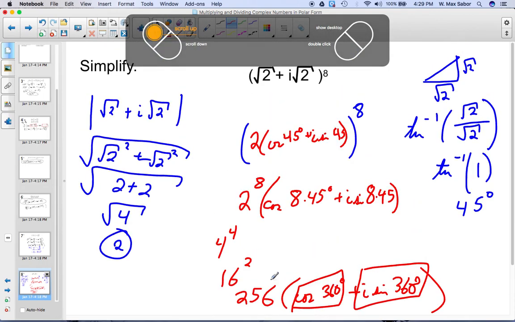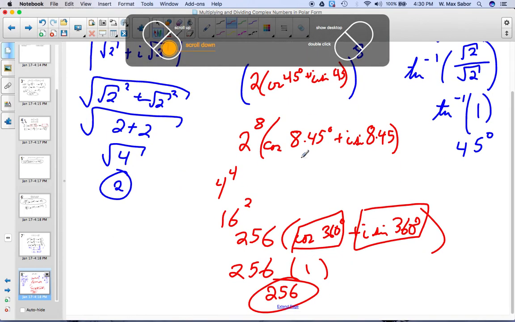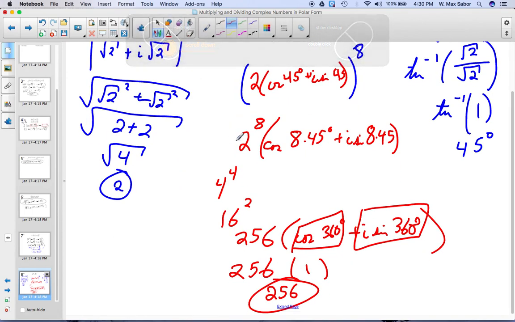That is far faster than doing the square root of 2 plus i squared to 2 times itself, times itself, times itself, times itself. So this is really helpful for raising complex numbers to powers: convert them into this trigonometric form or polar form, and then raise the magnitude to that power and multiply the angle by the exponent.